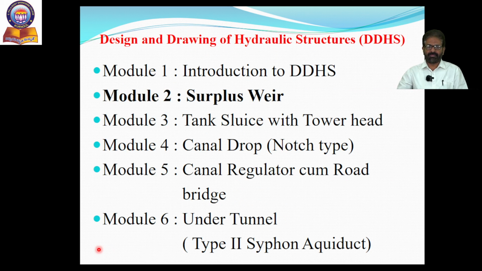Already I mentioned the entire syllabus is covered in various modules. The first module is Introduction of DDHS and module 2 is on surplus weir. This is one of the major hydraulic structures required for irrigation. That's why it is also known as an irrigation structure. In the earlier videos, I explained about the various design components of surplus weir.